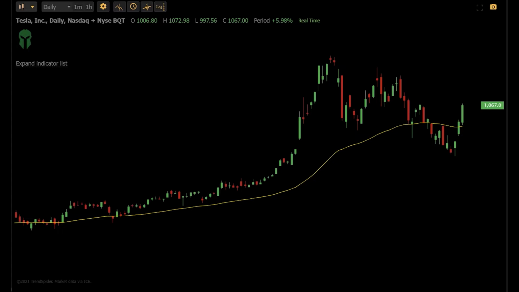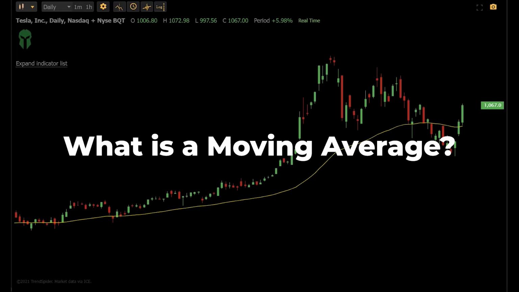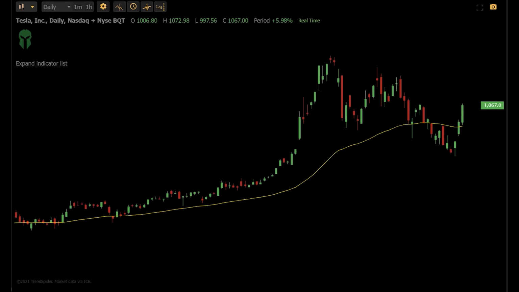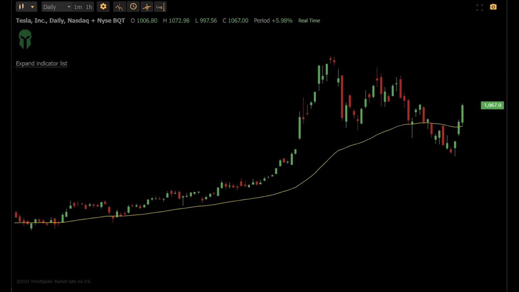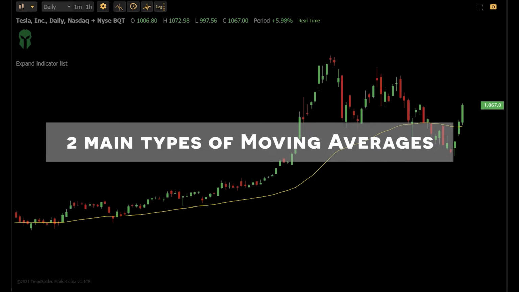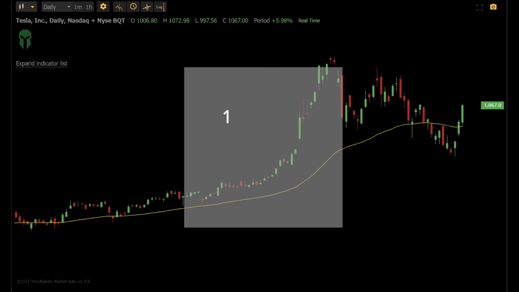So the very first thing, for those that are not aware, is: what is a moving average? I'm going to give you just a general definition so you can have an understanding. It's a technical indicator that market analysts and investors may use to determine the direction of a trend. They take data points, put those data points together, and then divide by the number of days. That's how they come up with it. There are two main types of moving averages: SMAs and EMAs.